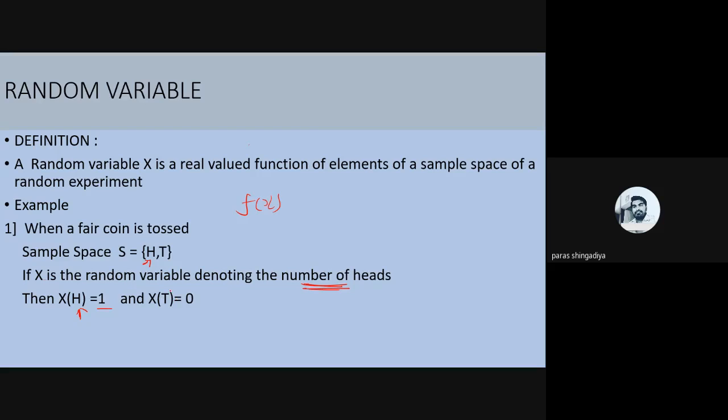And what is X of T? There is no head. In this X of T, the second input value, the second outcome is T, and X denotes the number of heads. What is the number of heads? So X of T, the second output: there is no head. In this case, what will be the answer of X of T? That is 0. So X is the random variable denoting the number of heads. In the first case we have 1, in the second case it is 0. So the random variable X can take the values 0 and 1.